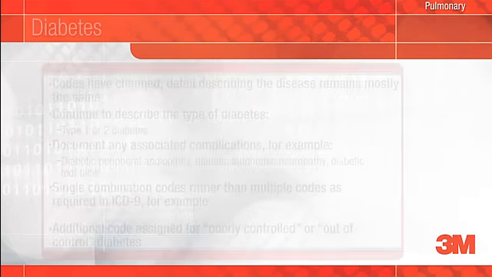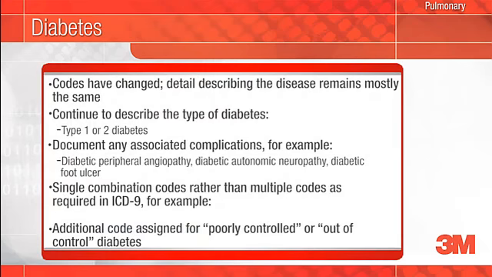The look and feel for codes describing diabetes have changed, but the level of detail describing the disease remains mostly the same. Therefore, your documentation doesn't need to change as long as you are currently documenting the type of diabetes as type 1 or type 2 and any associated complications. For example, diabetic peripheral angiopathy, diabetic autonomic neuropathy, or diabetic foot ulcer.